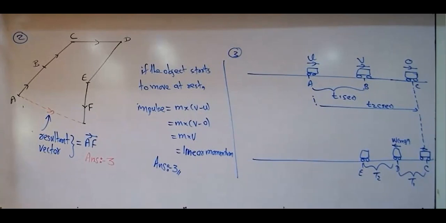Next line, next point. After that, it travels with a deceleration and comes to rest at capital C, at C. Full stop.